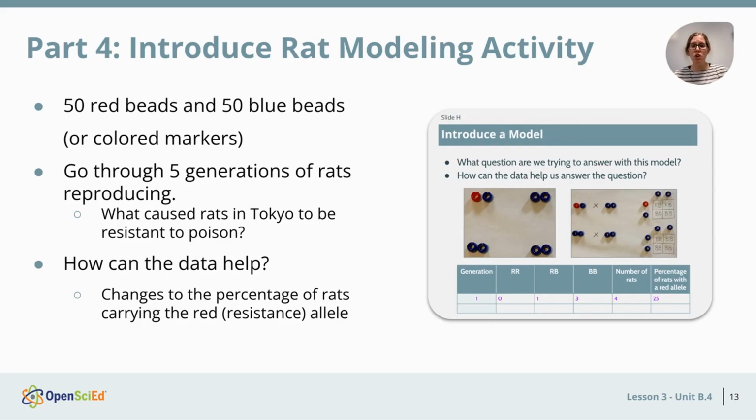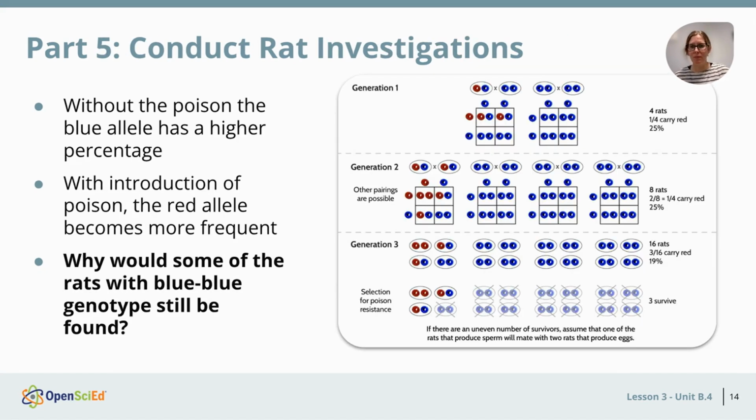And the students will talk about how we're looking for changes to the percentage of rats carrying the red, the resistance allele. Part 5 is when students are going to be conducting the rat investigation. As they're conducting the rat investigation, we're going to be listening for some key takeaways: that without the poison, the blue allele has a higher percentage, so those first couple generations. And that when we introduce the poison, now the red allele becomes more frequent very quickly, just within 1 generation.